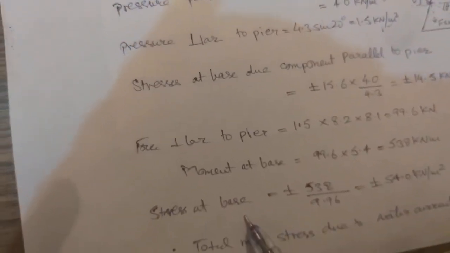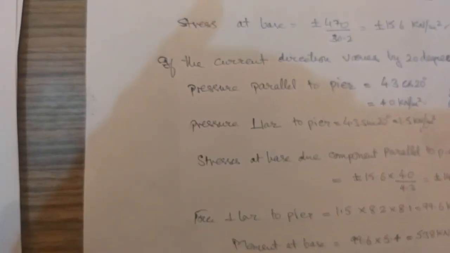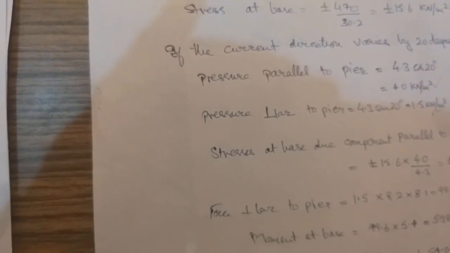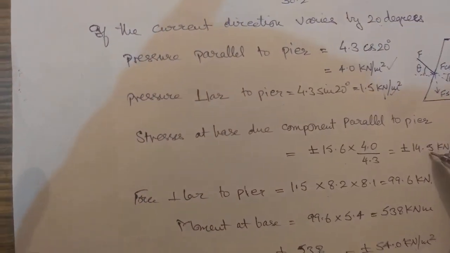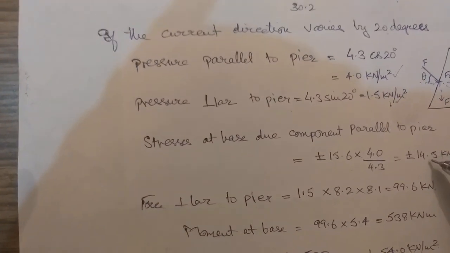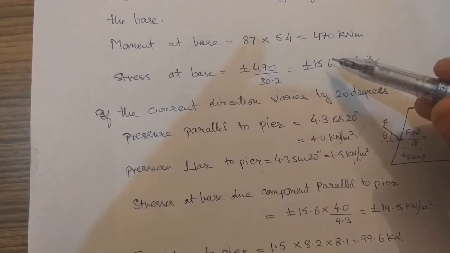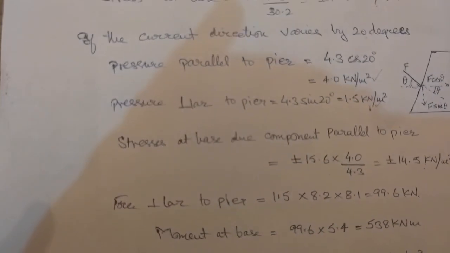You can calculate the stress, M by Z, that is 99.6, sorry. So this gives me 54 kilonewton per meter square. So total stress will be 54 plus the maximum of these two values, 14.5 and 15.6. So 15.6 has been taken, and this gives me 69.6 kilonewton per meter square.